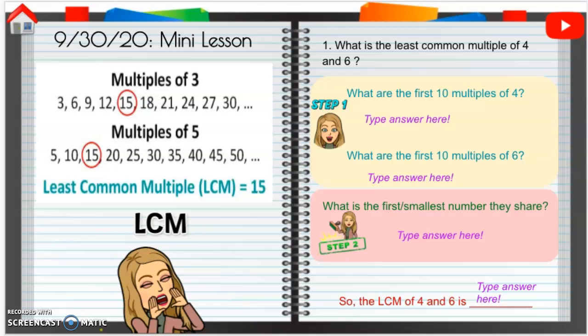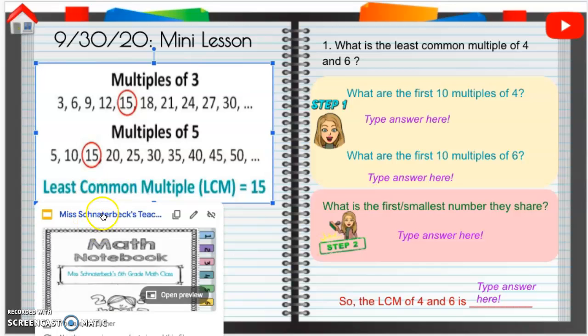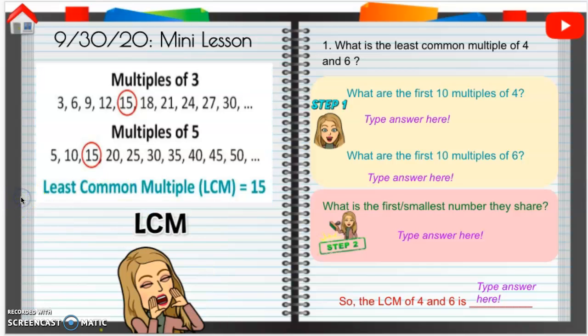Our least common multiple is going to be just as it says, the least or the smallest of the common multiples. For example, if you click this picture, it will take you to the math notebook. That will take you to more examples of multiples and least common multiples.